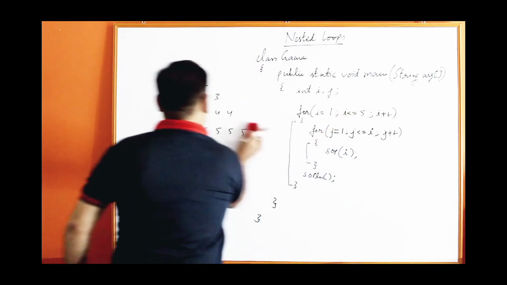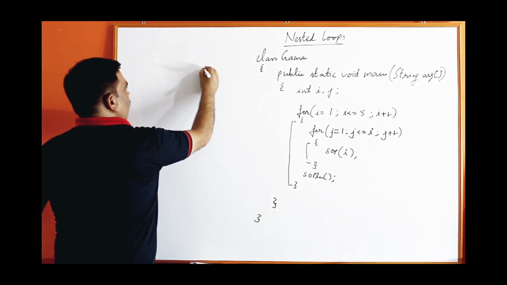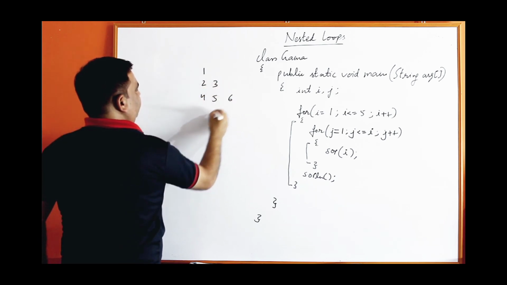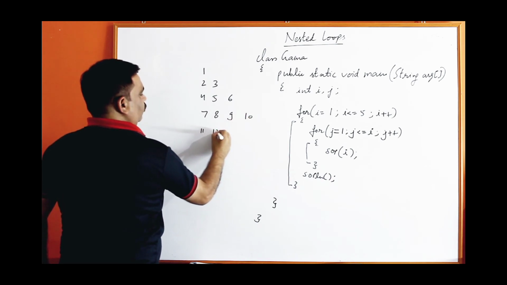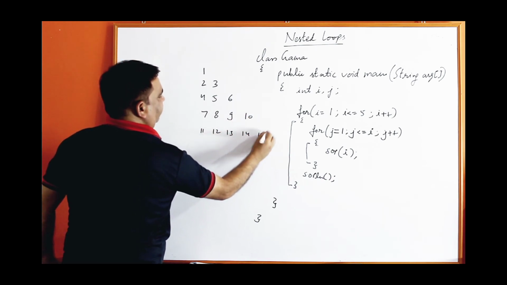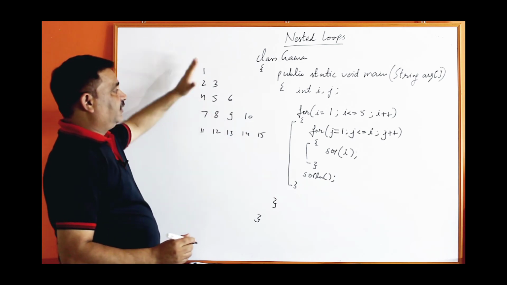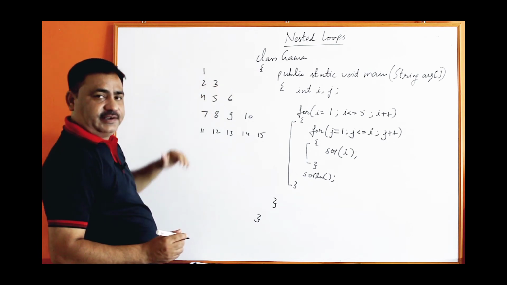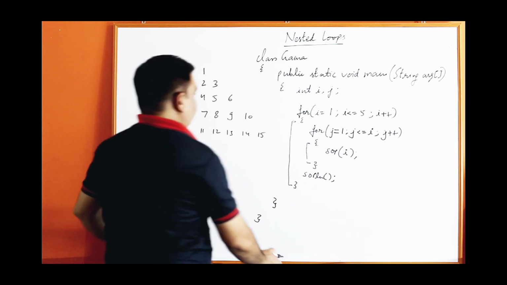One more program of the same type, a little different: 1, 2, 3, 4, 5, 6, 7, 8, 9, 10, 11, 12, 13, 14 and 15. It is simple counting from 1 to 15, but in the form of a triangle. Each time we have to increase one digit in the next line. So try to understand the working.